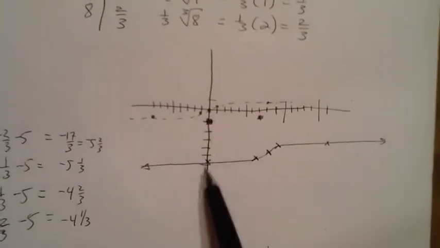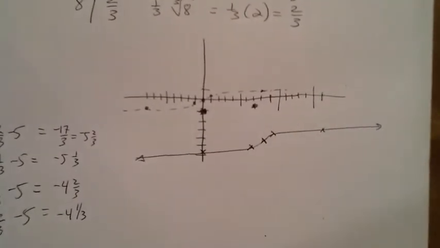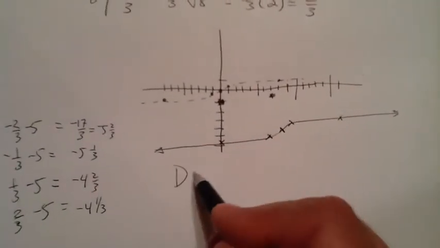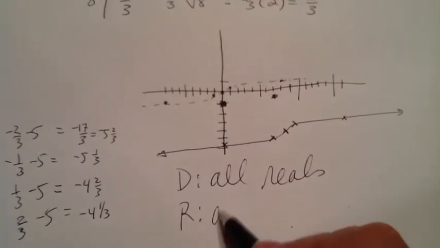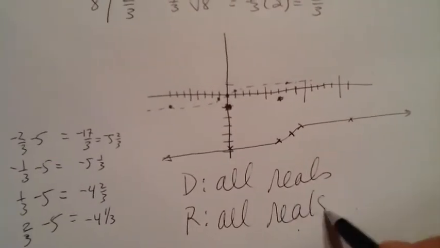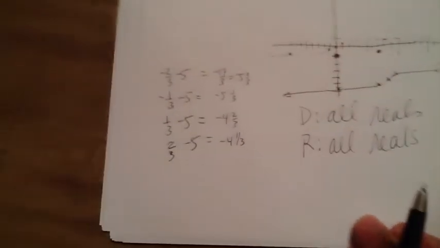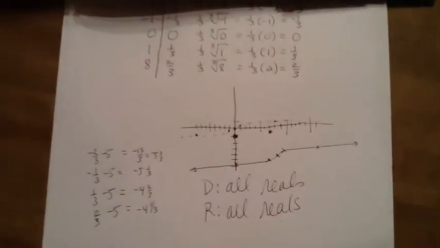Notice it shifted down 5 and it went to the right 8. And if I look here, my domain is all reals and my range is all reals. Now that's how you're going to do these odd numbers. I'm hoping to show you the whole screen.